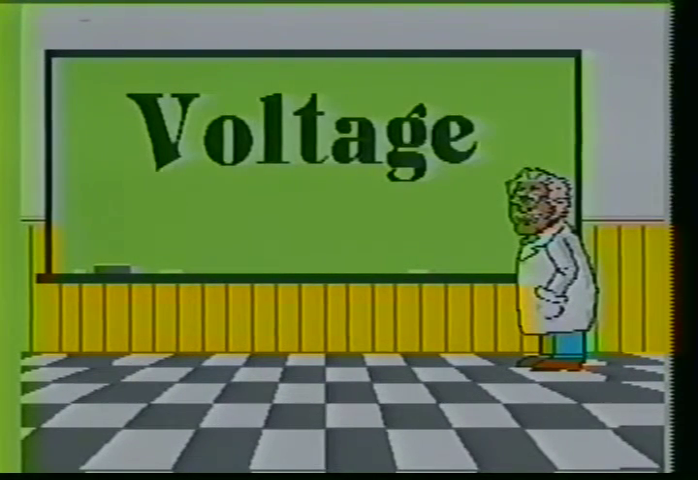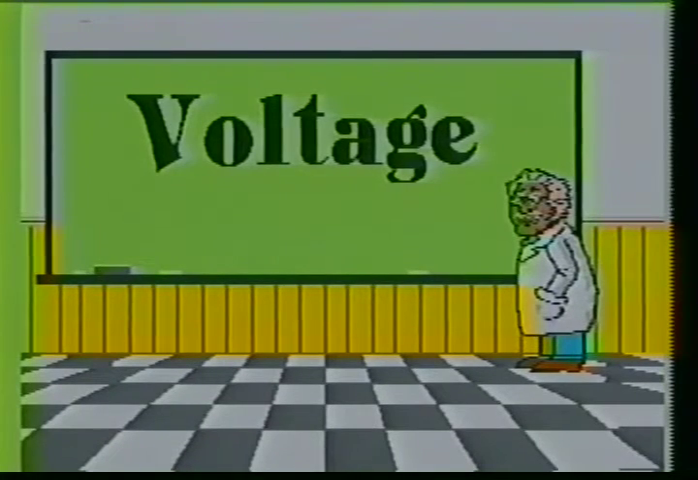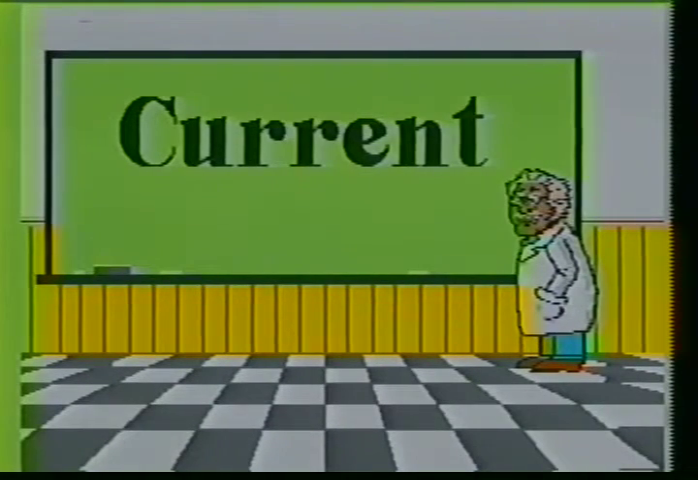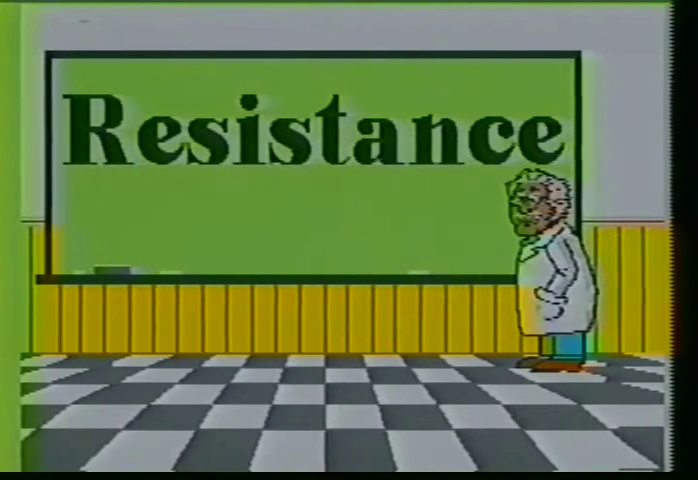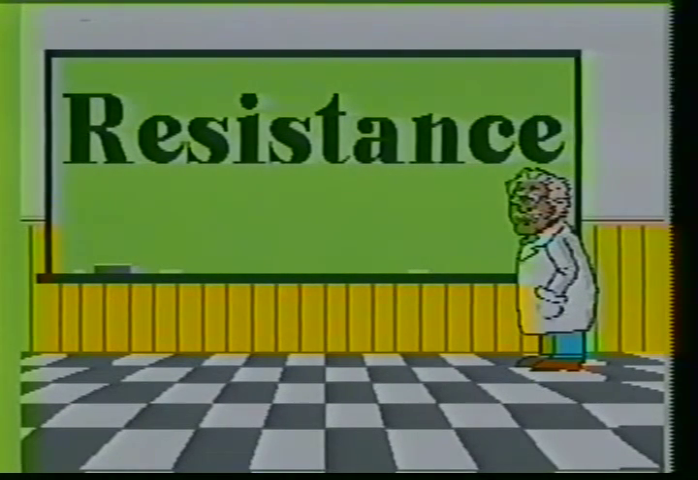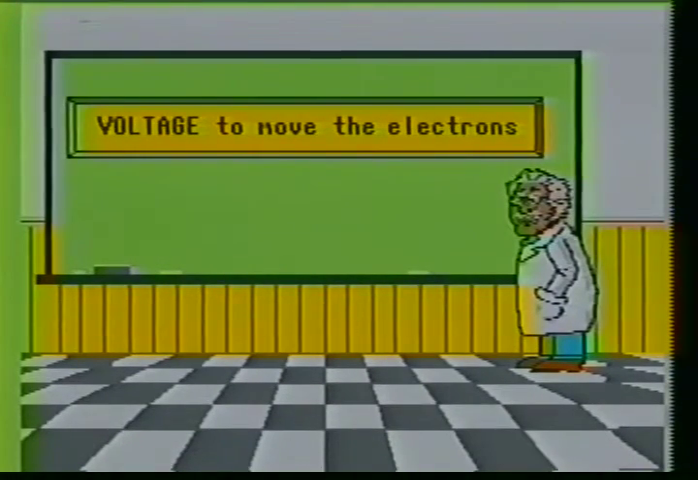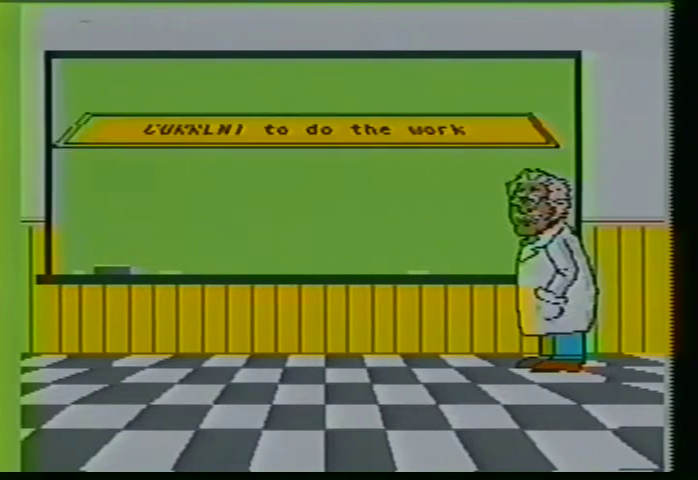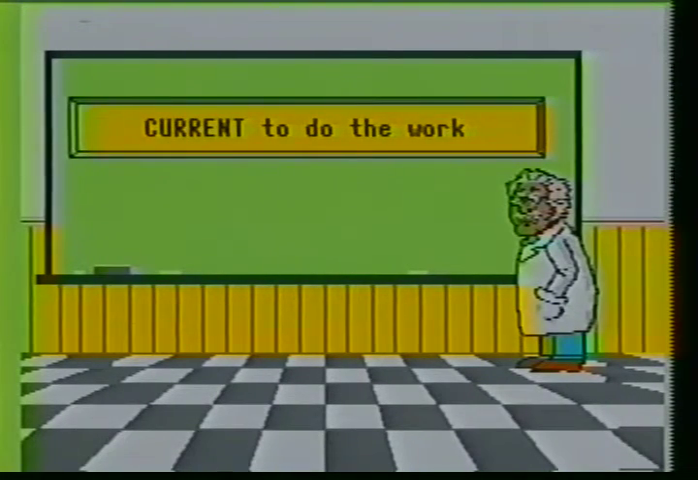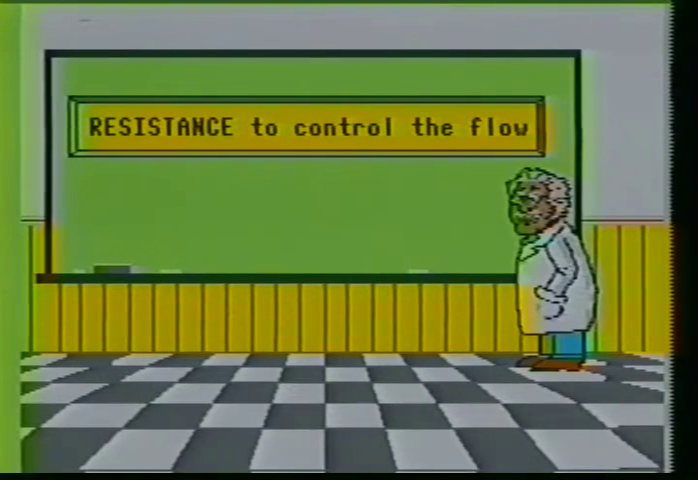This program on direct current will cover such material as voltage, which is the pressure that moves the current in a circuit; current, which is the actual electron flow in the circuit; and resistance, which limits and controls the electron flow. As you shall see, for any circuit to function properly, it must have voltage to move the electrons, current to do the work, and resistance to control the current flow within the circuit.